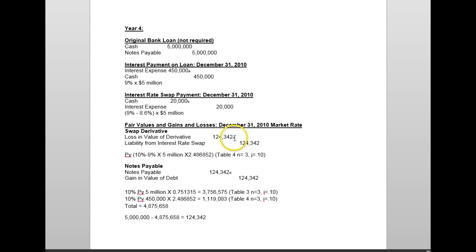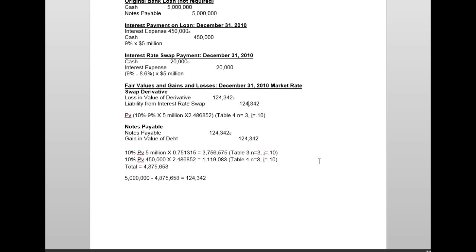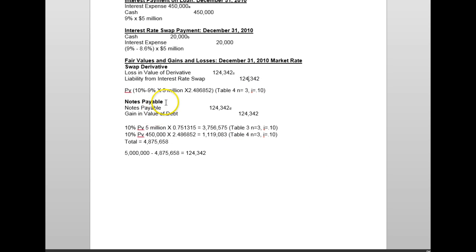And the present value is $124,342. So now I'm going to have a debit for the loss of the derivative, the value of the derivative, and a liability now exists. So on the sheet it shows a liability, and that's a credit. Now that's the first part. Second part becomes note payable.